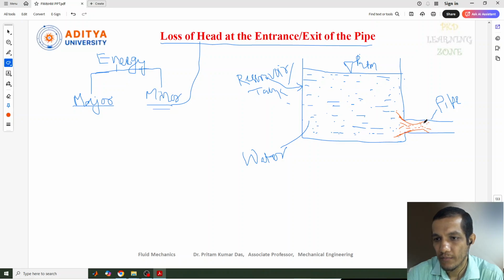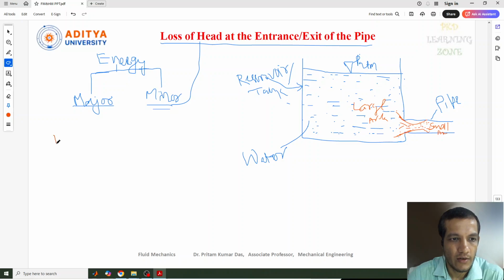That means some compression is there in that area. When it is in the reservoir, it has a large area here, and suddenly it changes to a small area. So area changed means your velocity also will be changed. This is the topic we already discussed previously. This is the case when sudden contraction is there.